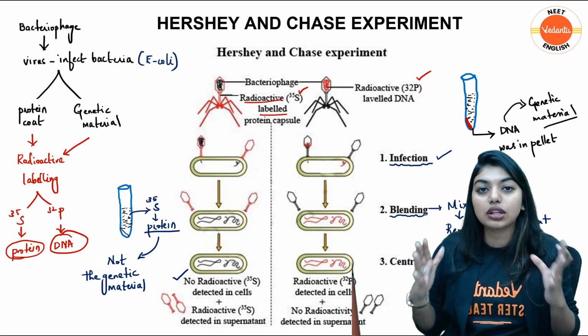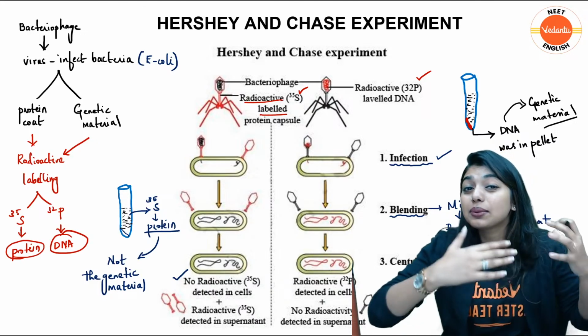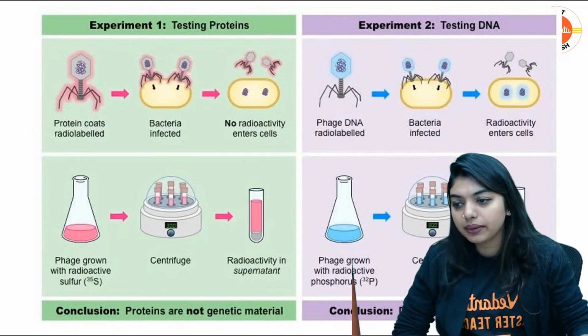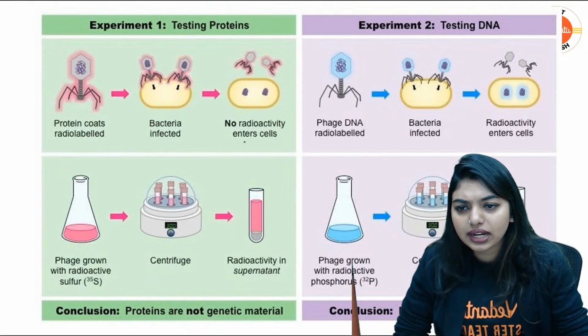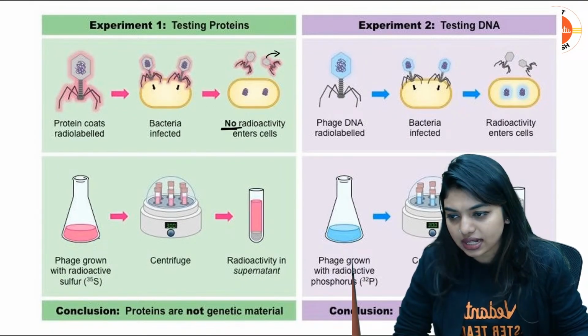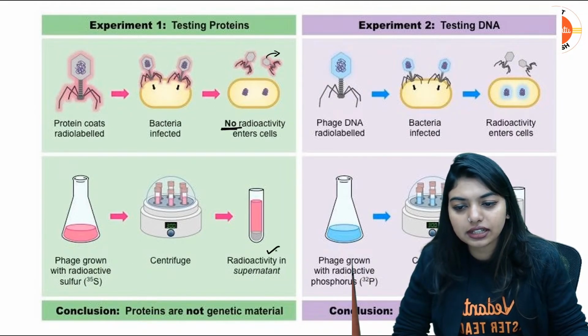By this, they understood that protein is present in the supernatant and it cannot be the genetic material, but DNA was present in the pellet and DNA was the genetic material. Yes, here you can see the same thing, students. I've just put a better picture. So no radioactivity enters the cell. Can you see? No radioactivity enters the cell because this was the radioactive substance and it is going out of the cell. Phage grown with radioactive sulfur, then centrifuge, radioactivity in the supernatant.